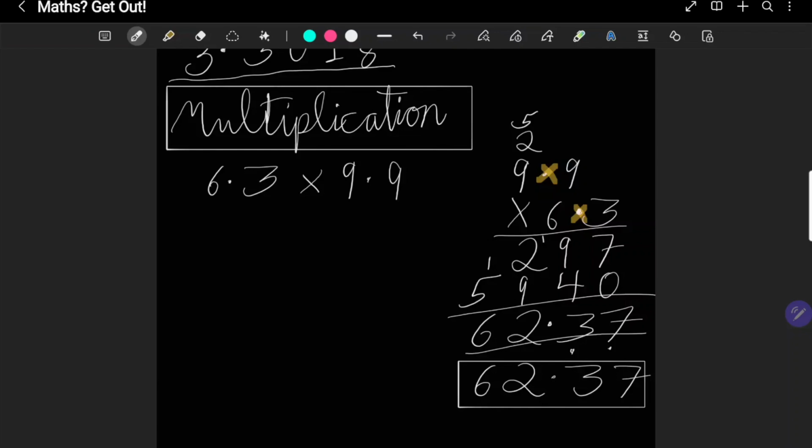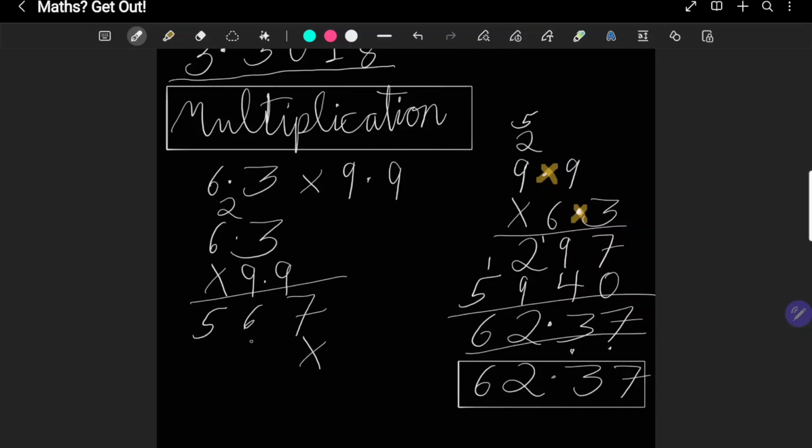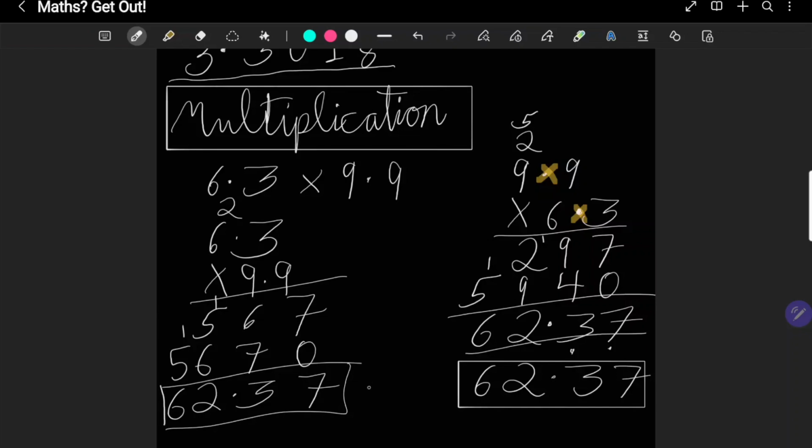Okay, let's do it the other way. 6.3 times 9.9. That'll be 9 3s are 27. 9 6s are 54, 55, 56. 9 3s, and this can be the same here. Just like that. 7 and 13 and 2, 6. Two decimal places. Look at that, same exact answer. So you can do it any way you like, but it's just good etiquette to have the bigger number on top.